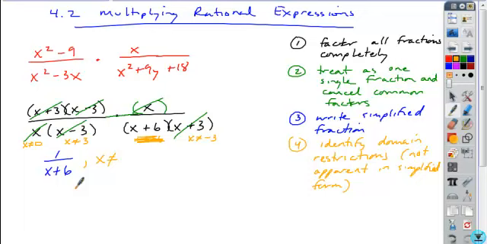So when we list multiple domain restrictions, just list them from left to right on a number line. So the least number first. So negative 3 comes before 0, which comes before 3. And so that would be your final answer, including the domain restrictions. All right, let me have you try one more.